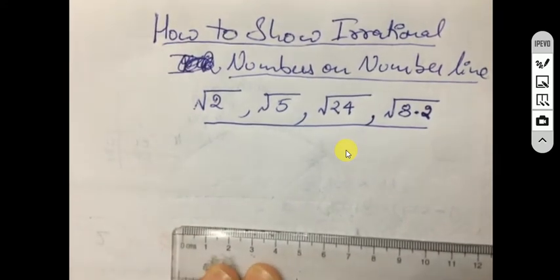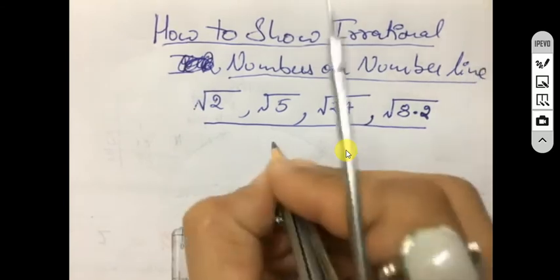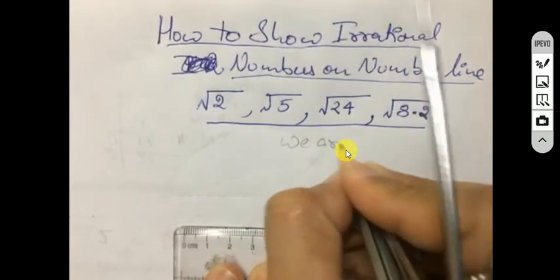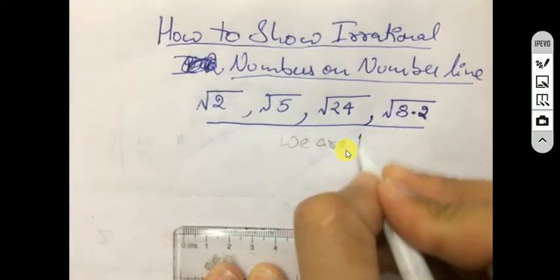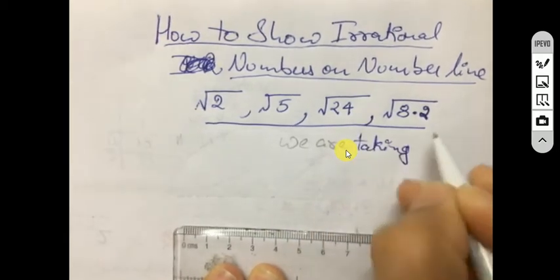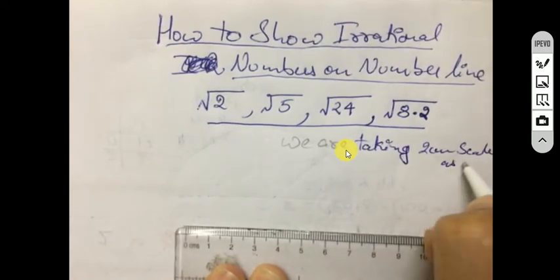First, to make the scale better visible, we'll take a unit as 2 centimeters equal to 1 centimeter of scale. We are taking a 2 centimeter scale as 1 centimeter.